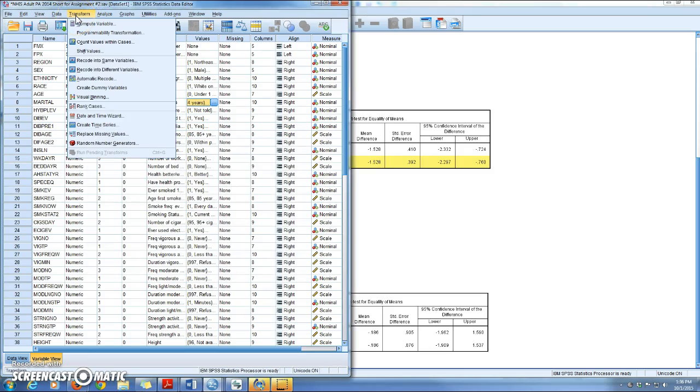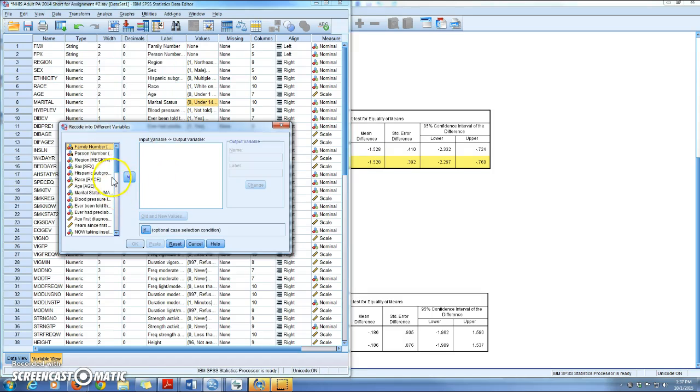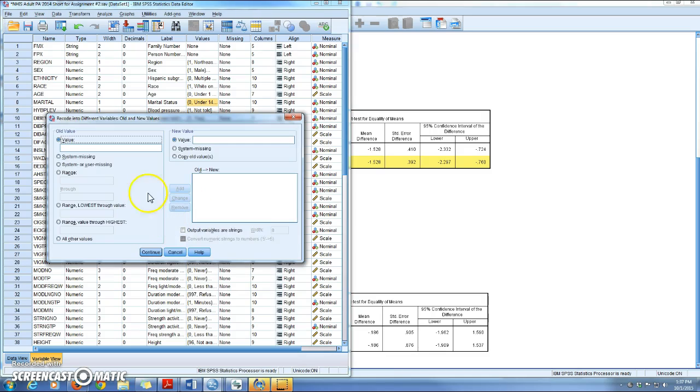What we're going to do is transform, and recode into a different variable. The reason we're using a different variable is because we don't want to blow away our variable that we've called marital. So we're going to recode into a different variable, and we're going to take marital and recode it into a new variable that we can call whatever we want, but we'll call it marital 2. All right? And then we're going to do old and new values, and we're going to say if our old value was a 1, let's keep it a 1. All right? And we're going to add that.